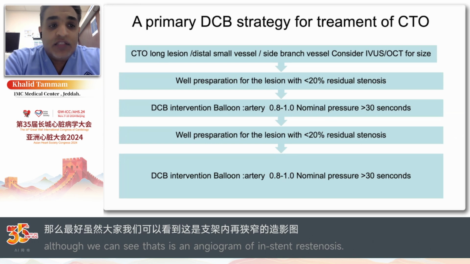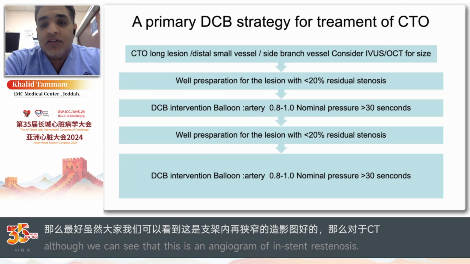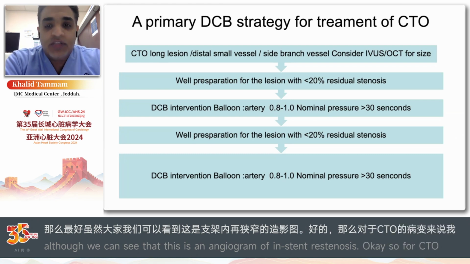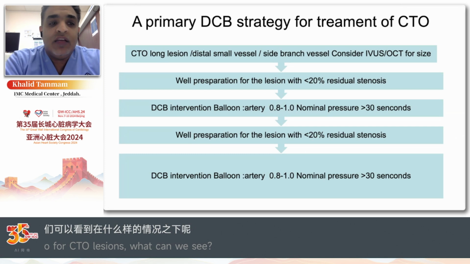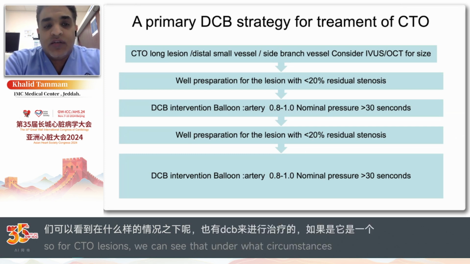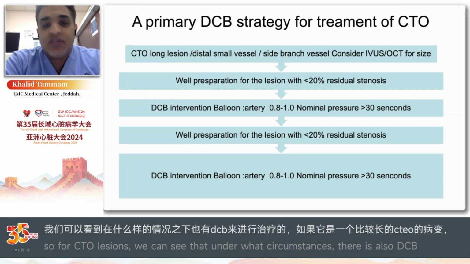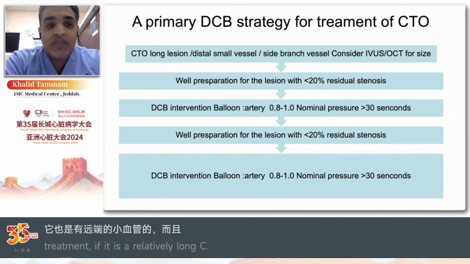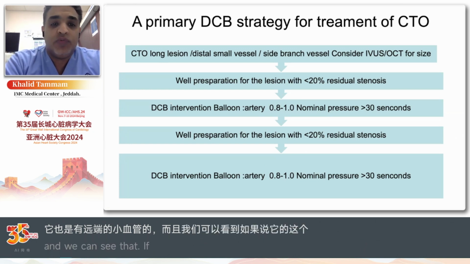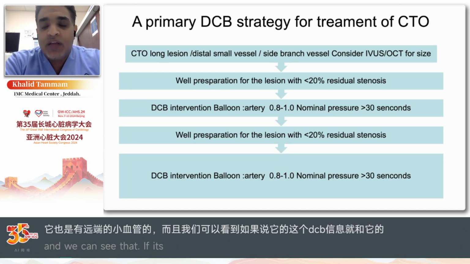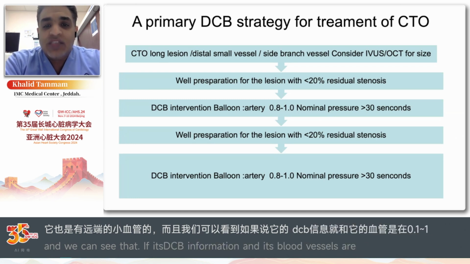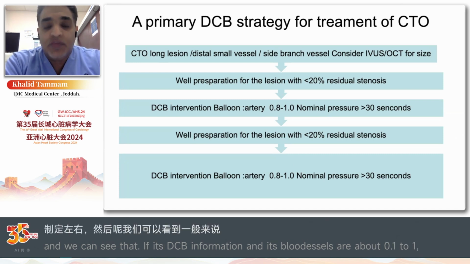Hey, CTO, long lesion, distal small vessel, side branch: consider DCB. This is our strategy in our centers. If we have any long lesions, we just stent the proximal segment, and the rest of the segment should be treated with DCB. For a distal vessel less than 2 millimeters or less than 2.25 millimeters, we don't use any stent. We put DCB. Any side branch in CTO less than 3 millimeters, we should consider DCB.